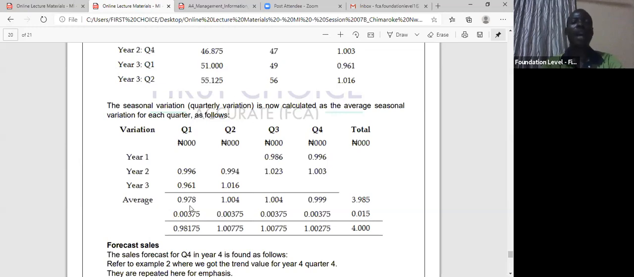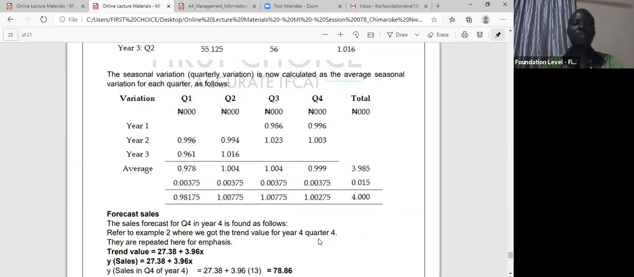So you will now add them up, add them up, add them up, add them up, because they are plus. If it was minus something, you'll be lessing them. So by the time you add all of these, you are getting 4. So your forecast will now be as follows.